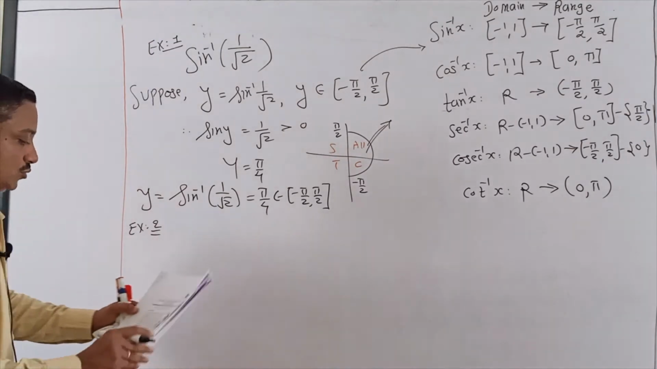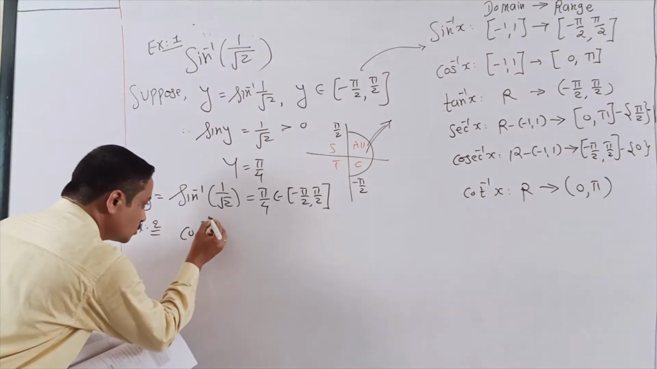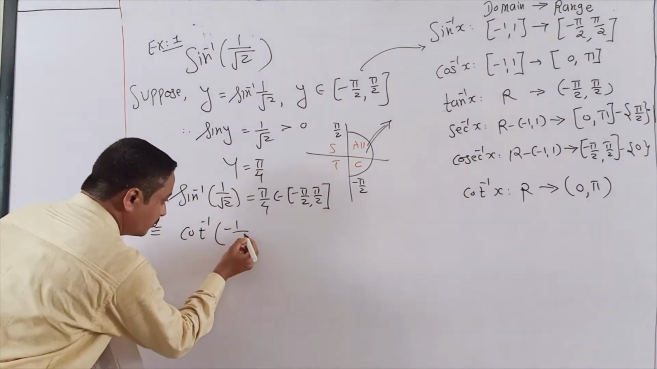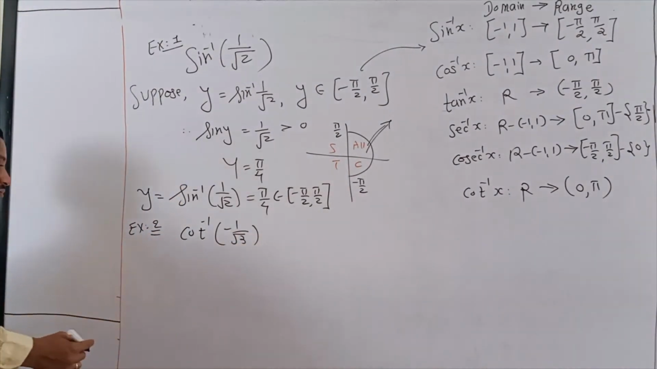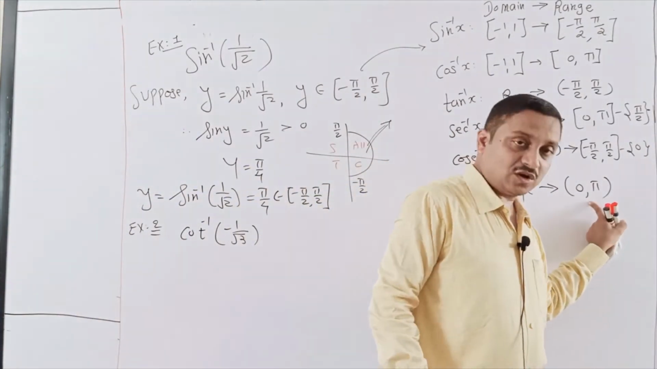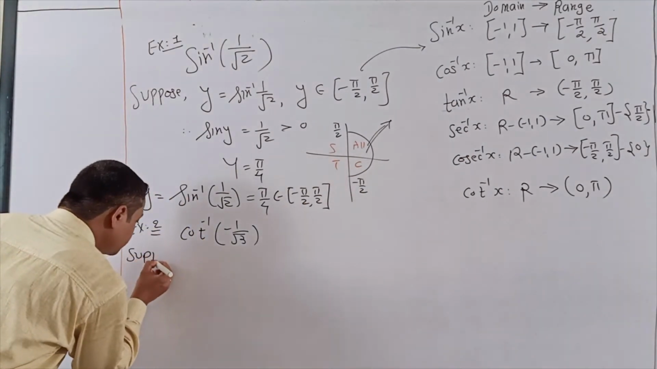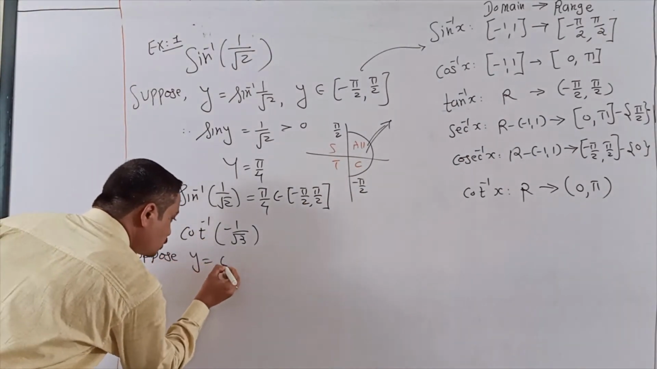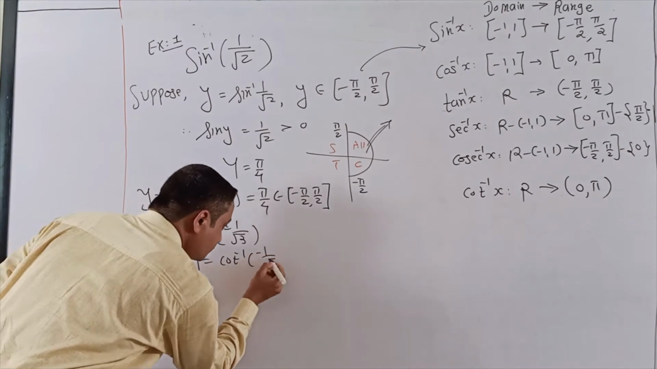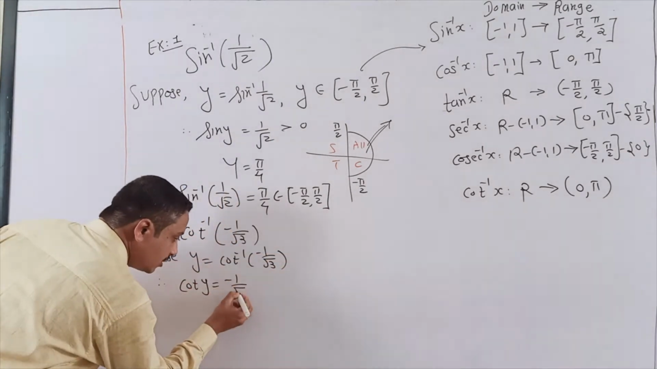Yes. Now example 2. Students, it's very easy here. In this example 2, the question is cot inverse of minus 1 by root 3. Same as before, students, cot inverse. What is the range of cot inverse? Open bracket 0 to pi. Solution is the same. Suppose the given question is equal to y. So what is cot y? Minus 1 by root 3.